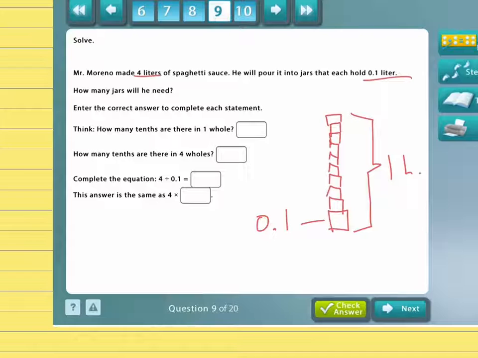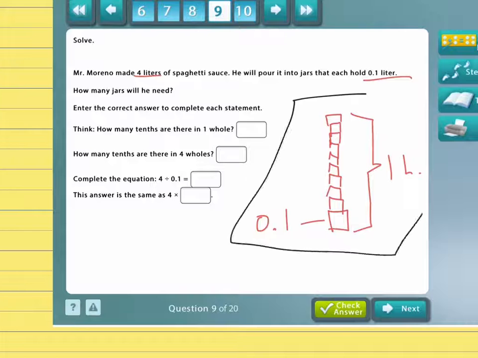Let's unpack this problem. Mr. Moreno has 4 liters of spaghetti sauce, and he'll pour them into 1/10 liter containers. So what I've done here is I've drawn 10 tenths, which will equal 1 liter. So how many tenths are there in one whole? There are 10 tenths. You can see here in the picture there are 10 tenths. So how many tenths will be in 4 wholes? There'll be 40 tenths.